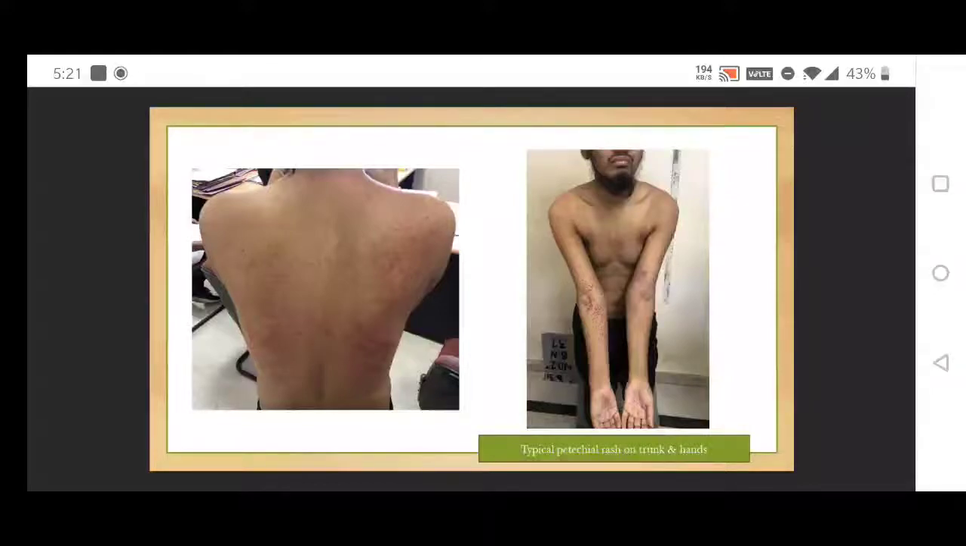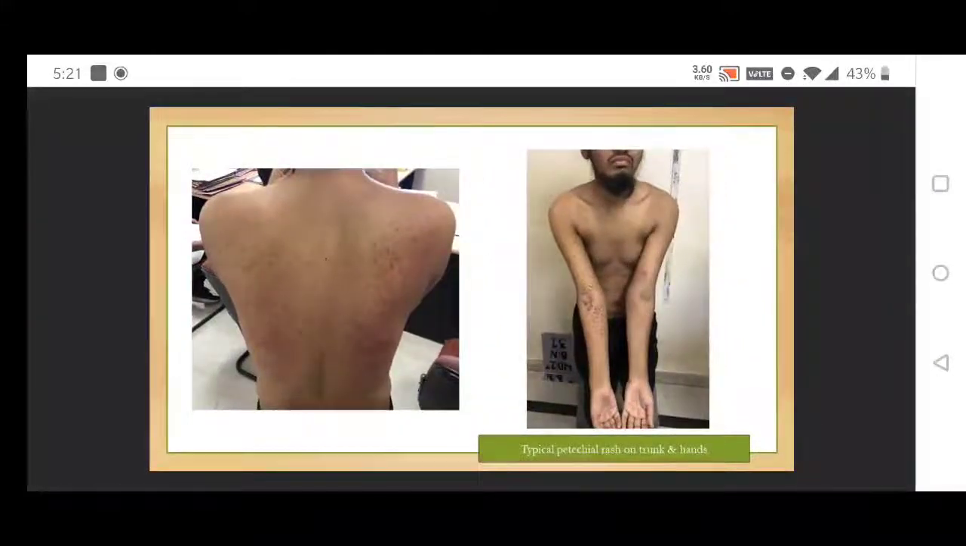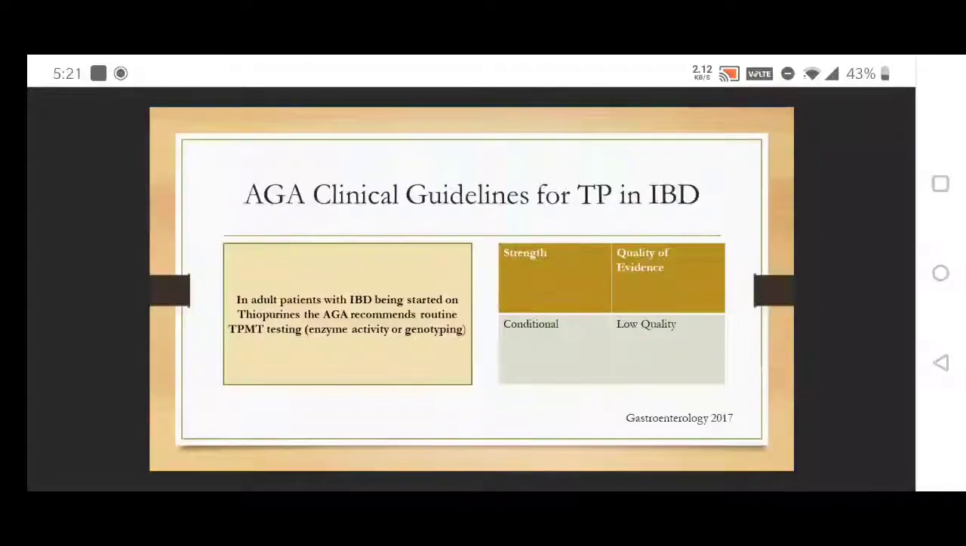And this is just to show you one of our patients at GB Pant. He had an extensive petechial rash that you can see. And remember, as I told you, the platelets are the least affected. This patient went on to develop aplastic anemia because of azathioprine.